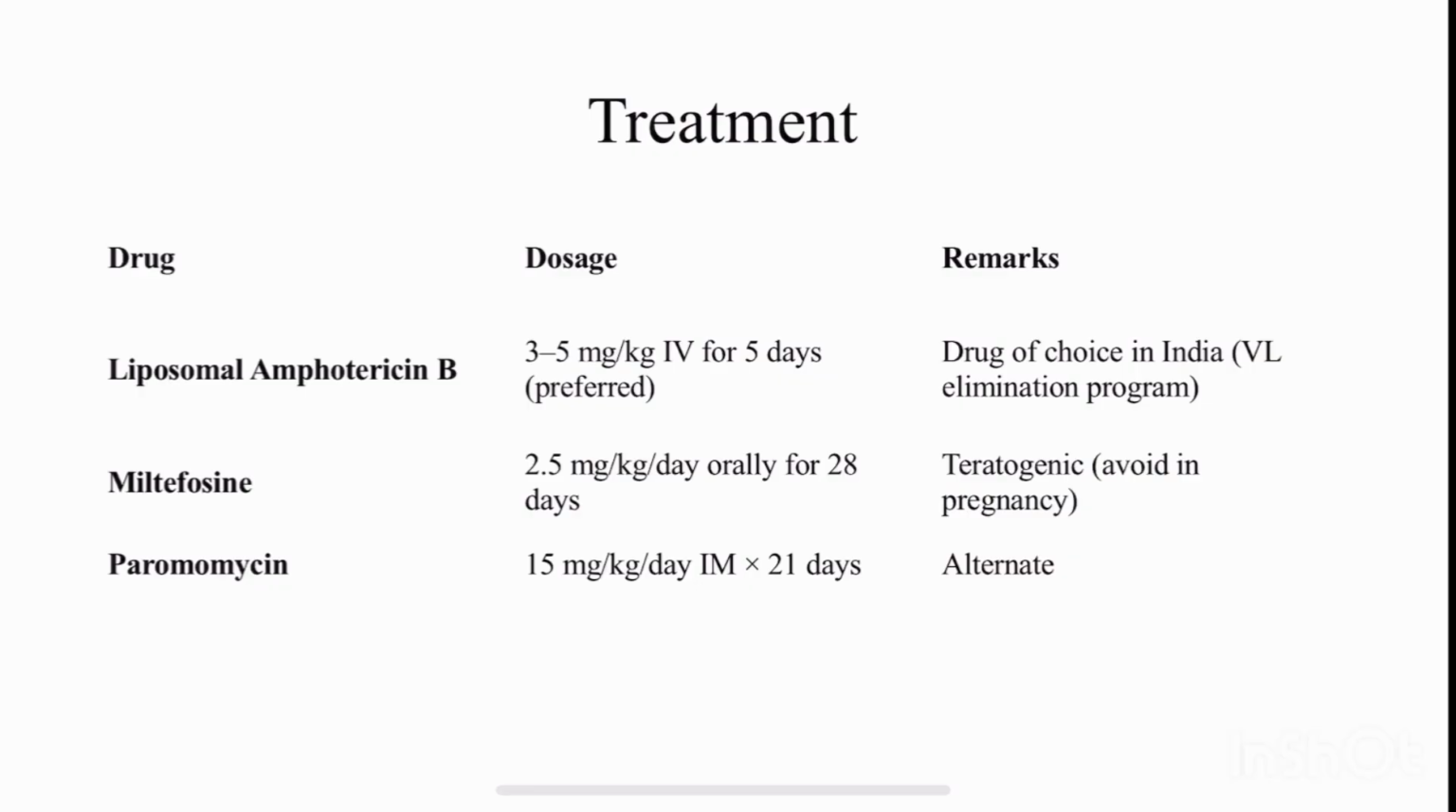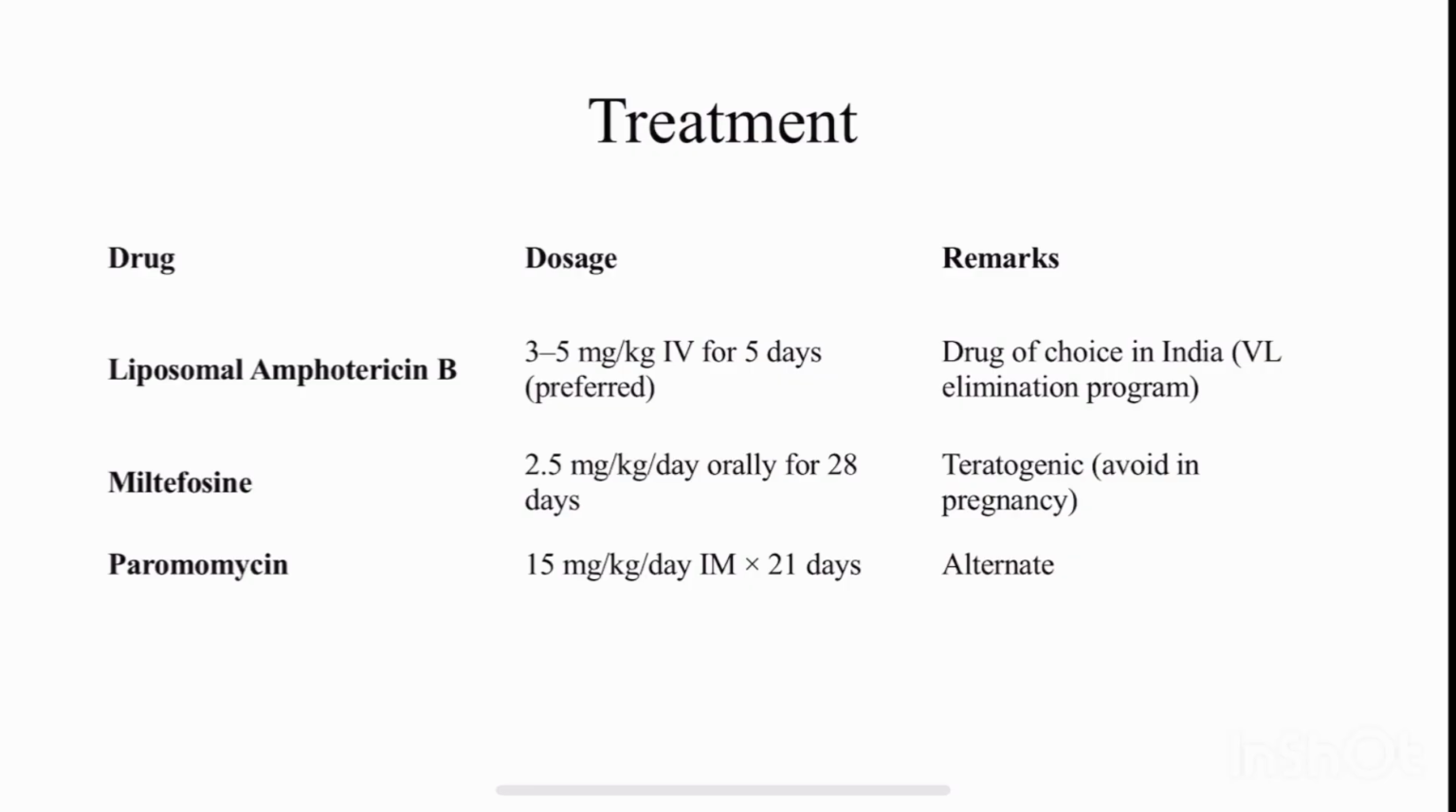Now for the treatment, previously antimonials were used, but because of infrequent use, a higher amount of resistance is seen to the antimonials. That is why nowadays the drug of choice is liposomal amphotericin B, in the dose of 3 to 5 mg per kg IV for 5 days. This is the drug of choice in India for visceral leishmaniasis elimination. Okay, and miltefosine is used at 2.5 mg per kg per day orally for 28 days. Since it's teratogenic, it is avoided in pregnancy.